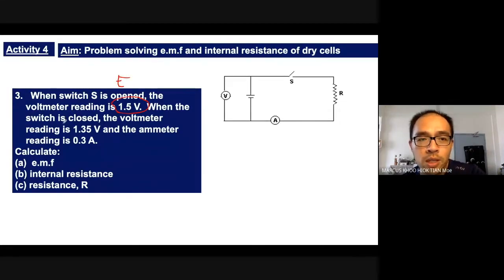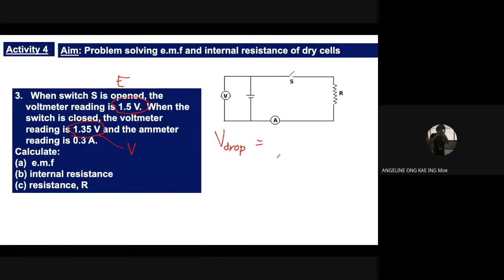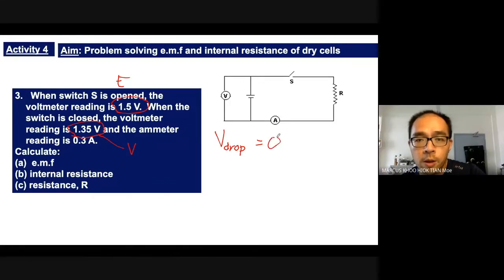When the switch is closed, the voltmeter reading is 1.35 volts. This refers to the voltage. So, Angeline, can you count for me the voltage drop, please? How much is the voltage drop? 0.15. Very good. Let's bear this in mind. Voltage drop is because of internal resistance in the battery. Voltmeter reading is because of the resistance in the resistor. So calculate the E.M.F. No need to calculate, it's already given.